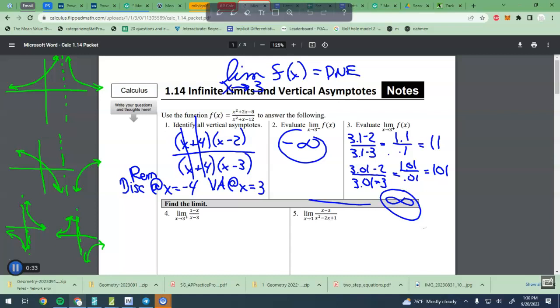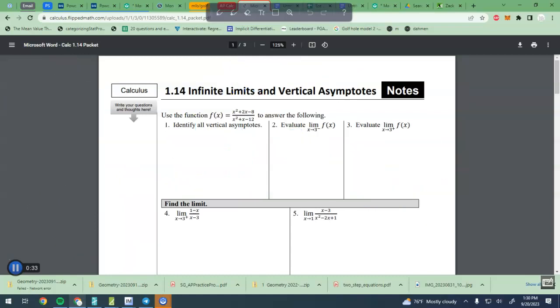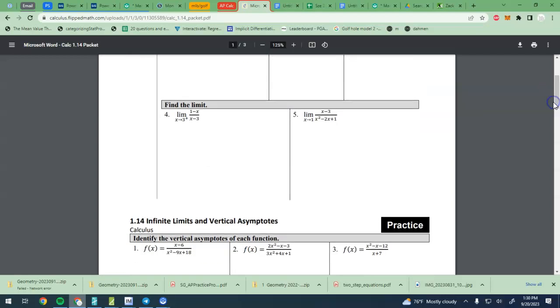All right, let's look at 4. So I can tell there's going to be a vertical asymptote because those wouldn't cancel, or there's a spot where the bottom equals 0 and the top doesn't. So where is there a vertical asymptote, first of all? At x equals 3. So x equals 3 is a vertical asymptote.